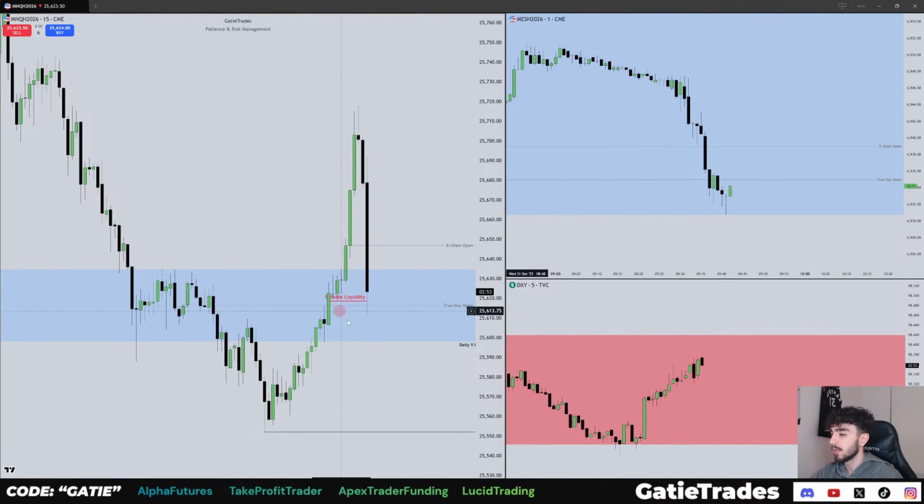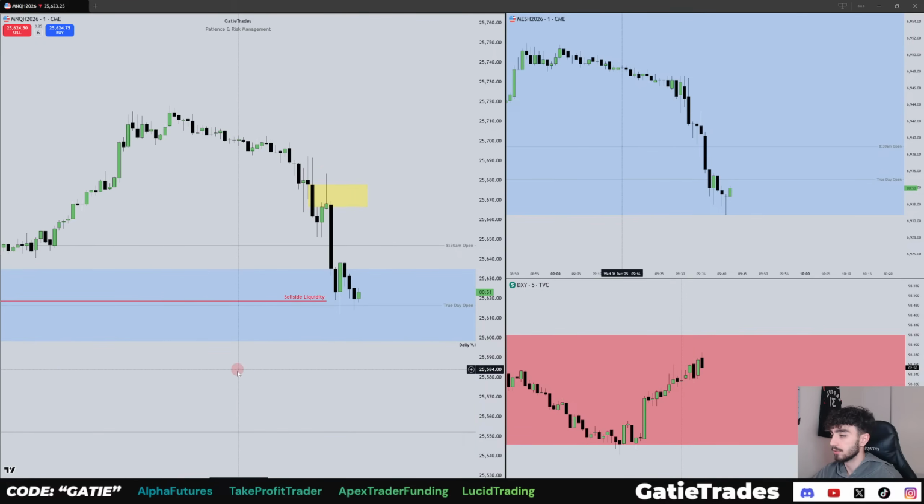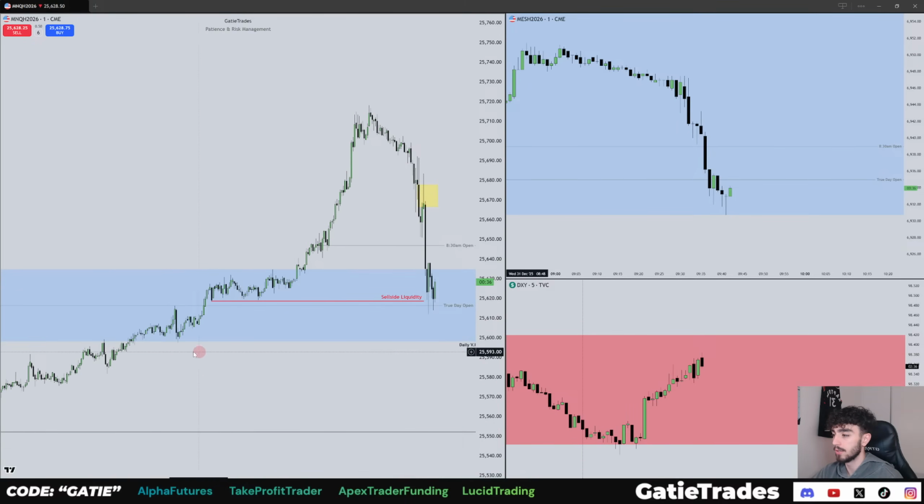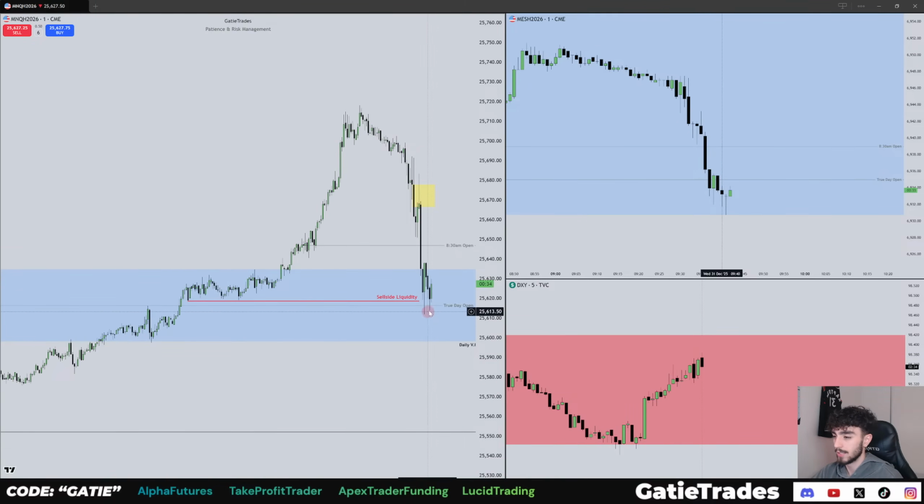Why is that sell side? Because it's the equal lows. Yeah, we just consolidate and then boom, expand. This is that point in which we consolidate. This is a market maker sell model, right? So it's your original consolidation. And we can go below that, but we hit true day open.